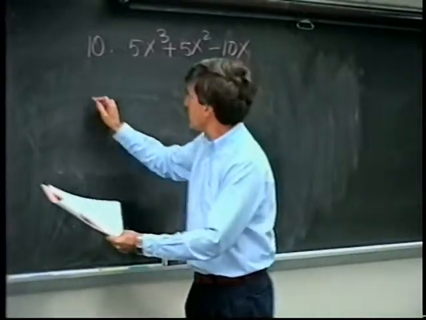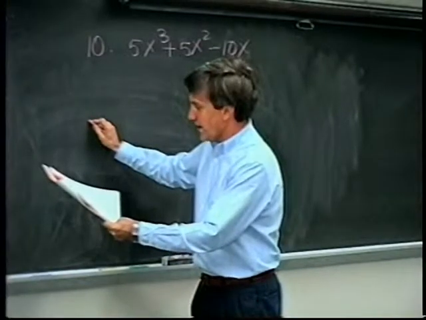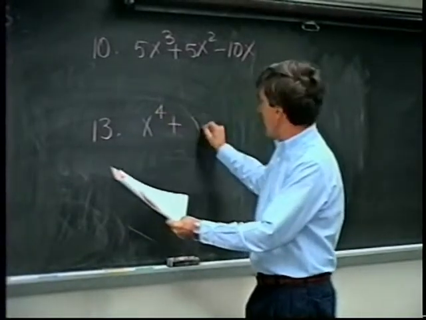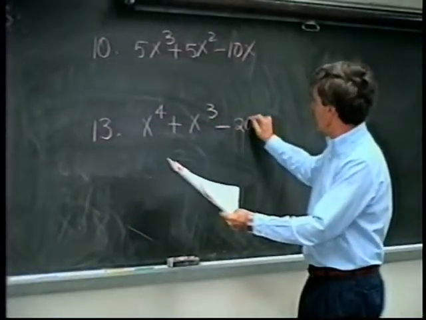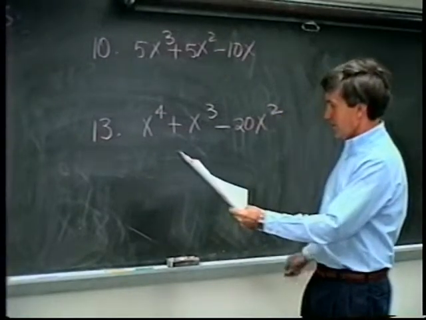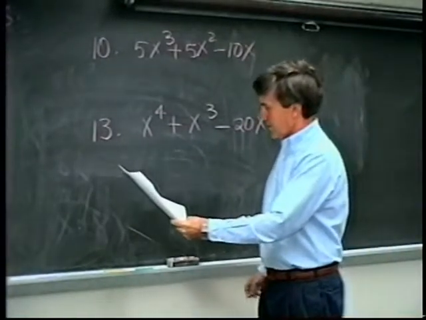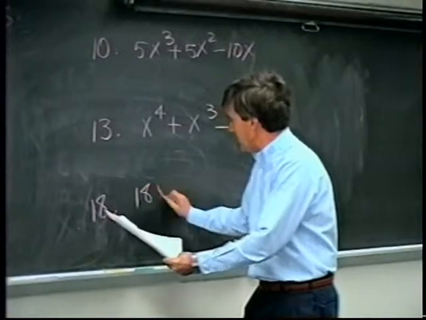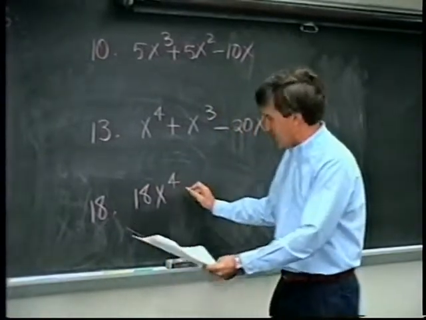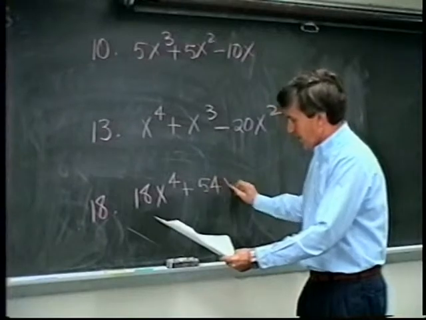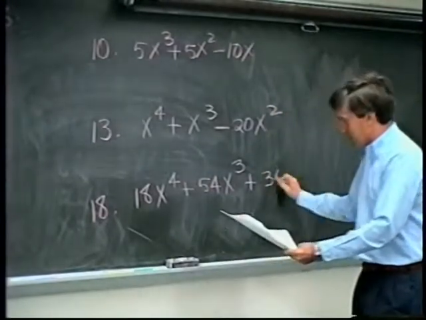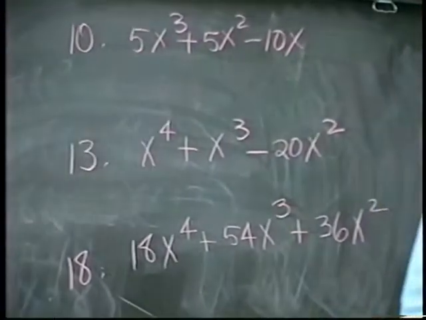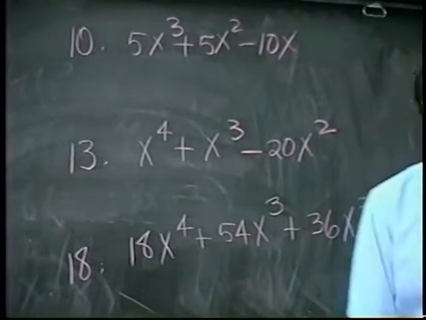There's number 10. And right below that would be a fun problem, number 13: x to the 4th plus x cubed minus 20x squared. And as the third problem, if you want to try this one, number 18, which is 18x to the 4th plus 54x to the 3rd plus 36x to the 2nd. Okay? Let me give you a chance to do some problems, and then I'll come check on you.